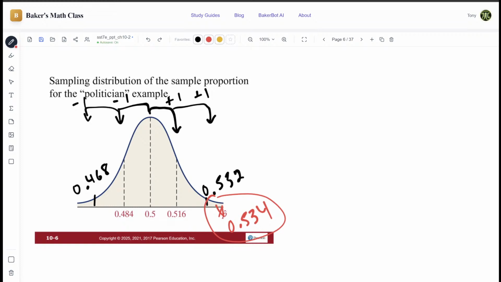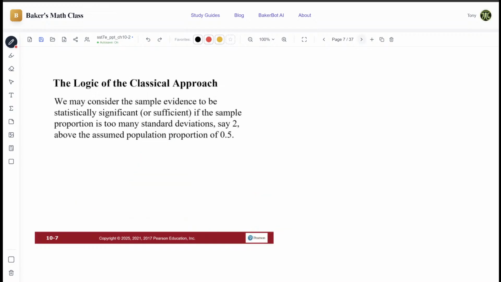So there's 2 different ways that we can look at this: the classical approach and the p-value. You will see both of these. And I got yelled at, so I have to teach them both. I used to just teach the classical approach, and I was told I have to show the p-value. So we'll show them both.